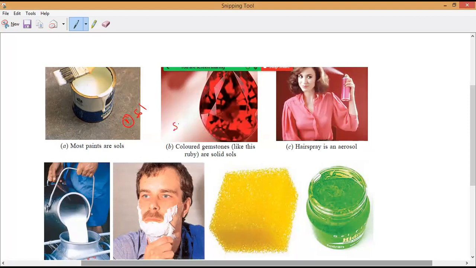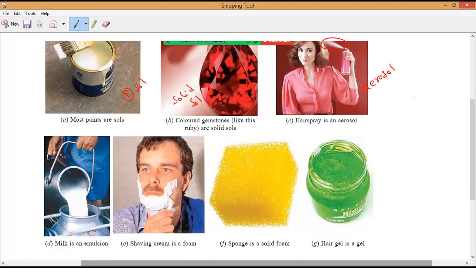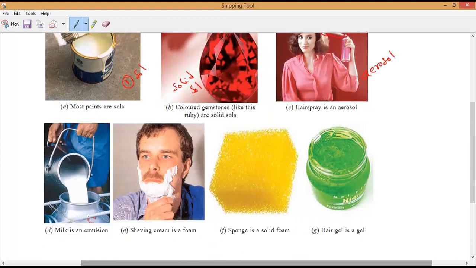Second one, solid sol. Third one, hairspray, aerosol. Understand? Next, fourth one, milk. Milk is an emulsion. Shaving cream is a foam. And sponge is a solid foam. Hair gel is what? Gel. Understand? So these are all the 7 types. So remember this, and whatever question they ask you from this, you must be able to answer it.